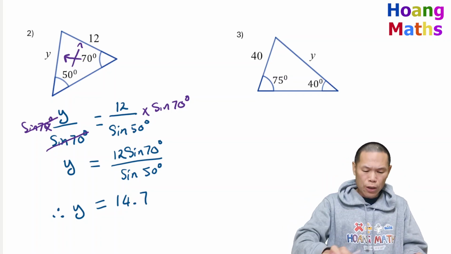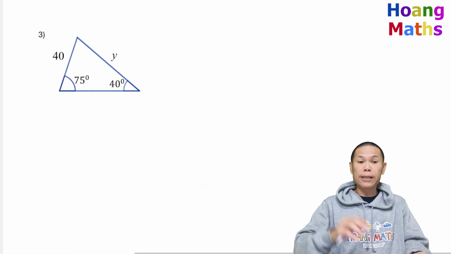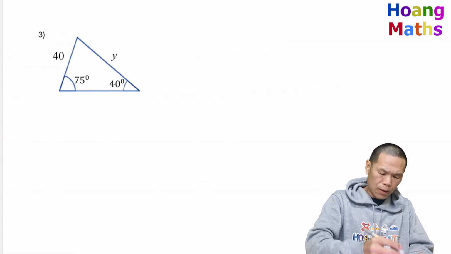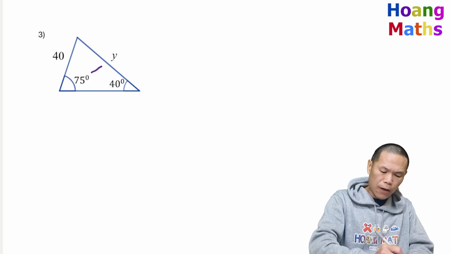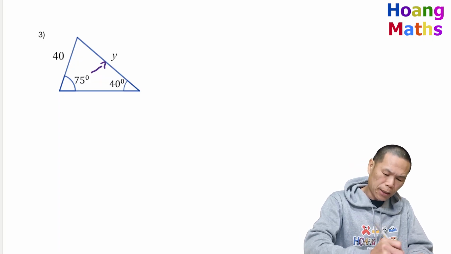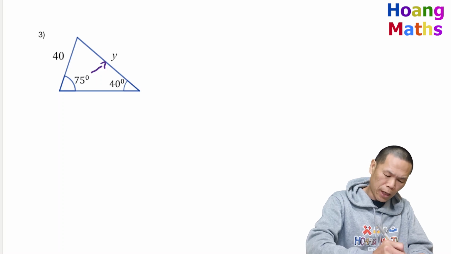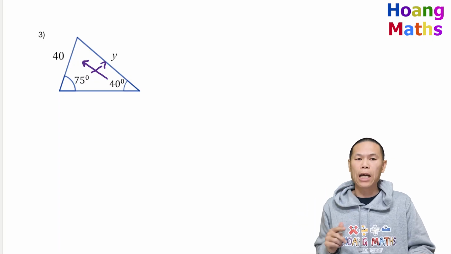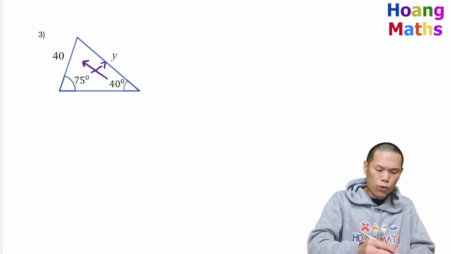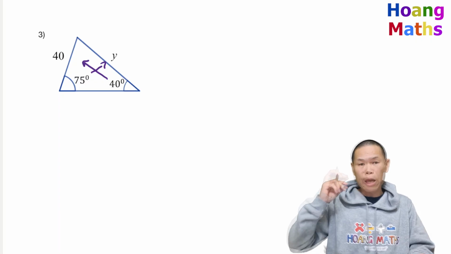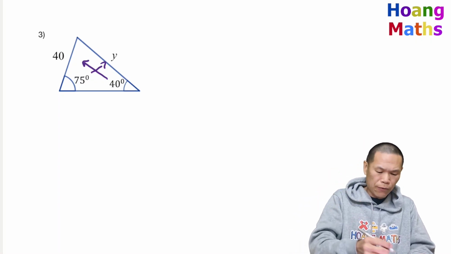So first of all, we need to identify the opposite sides with the opposite angle first, okay? So we have y is opposite of the angle 75 degrees and 40 is opposite the angle 40 degrees. So we can just draw from here to here, just to help us to identify, so we can just apply the sine rule, that's all. So now we know that y over sine of the opposite angle, so that means y over sine of 75.